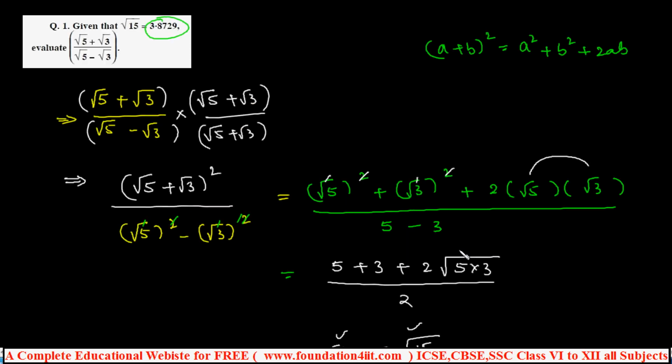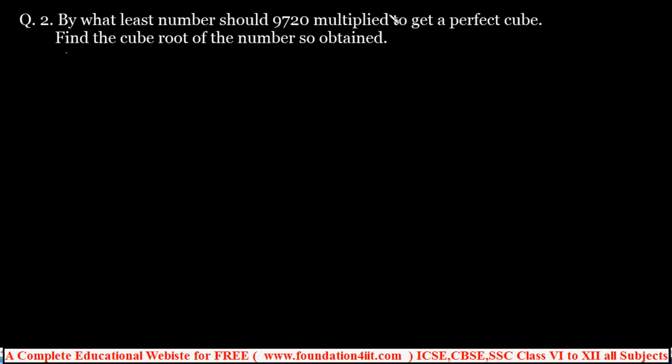So for any problem in this concept where some root values are given, just go for rationalizing the denominator, and then you automatically get what you have to substitute. This is one type of problem in the irrational number concept. Let us see one more sum, in the prime factorization concept. This problem is about prime factorization. Let us see this question now.